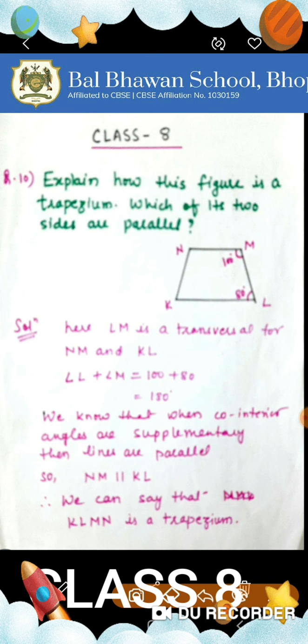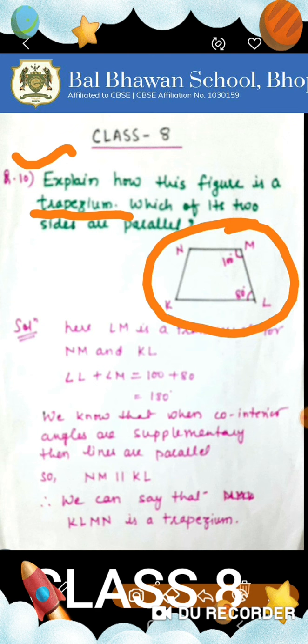So children, today we are going to do question number 10 of exercise 3.3. So what is in this question, children? The question says: explain how this figure is a trapezium and which of its two sides are parallel. This quadrilateral is given and it is asked how this quadrilateral is a trapezium, and if it is a trapezium, then which two sides are parallel.